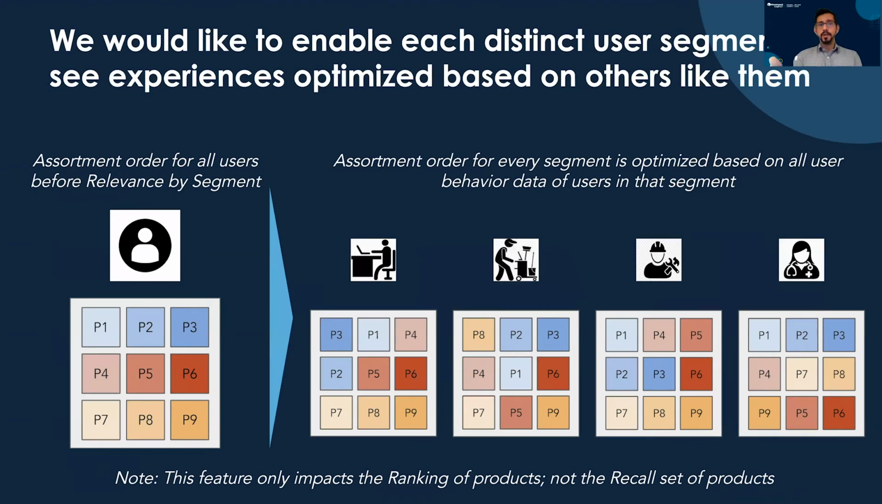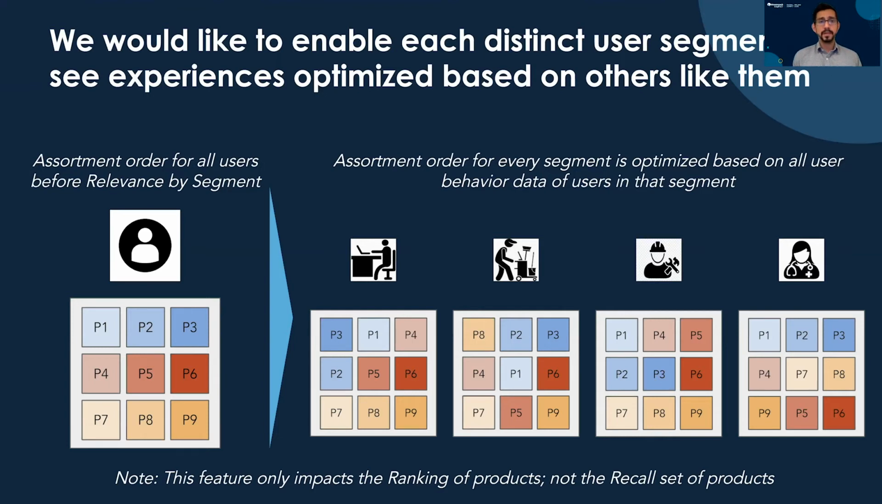Another visual of what that means: today, let's say you have a specific query on the left side where all users, no matter who you are, see the same ranking of products. But now if you're in construction or in medical or an office manager, each of these little boxes is reorganized. They're optimized based on what that user segment is engaging with, adding to cart, converting, and driving revenue for you, and it gives the best experience for that segment. Again, this only impacts the ranking, not the recall of products, because the recall is based on the feed information that you provide us. But the ranking is optimized for that segment.